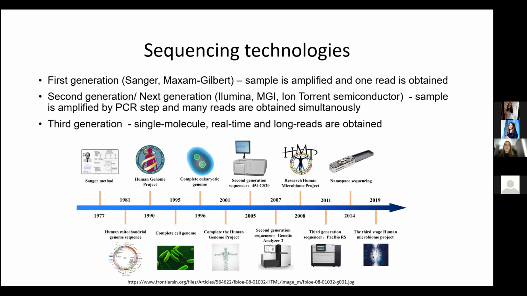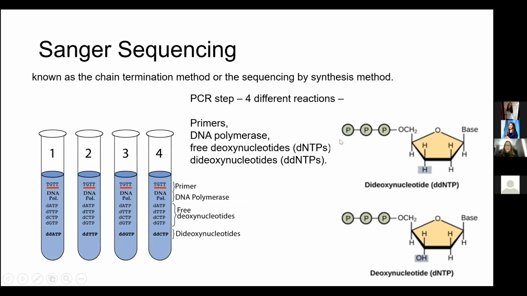So we will go a little bit in detail about all of these. Let's start with Sanger sequencing. It's also known as the chain termination method or sequencing by synthesis. As I mentioned before, it was first developed in 1977 by Sanger from Cambridge University, who was afterwards awarded the Nobel Prize in Chemistry in 1980.